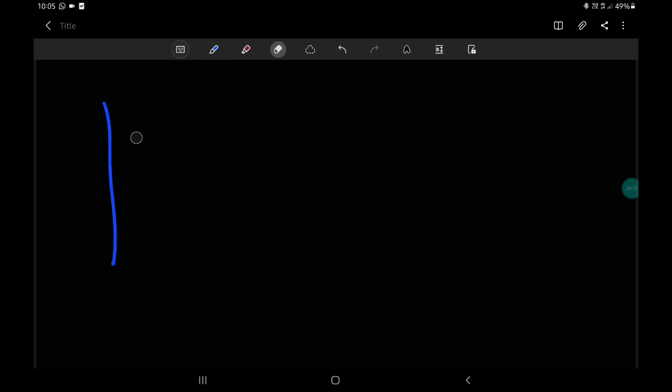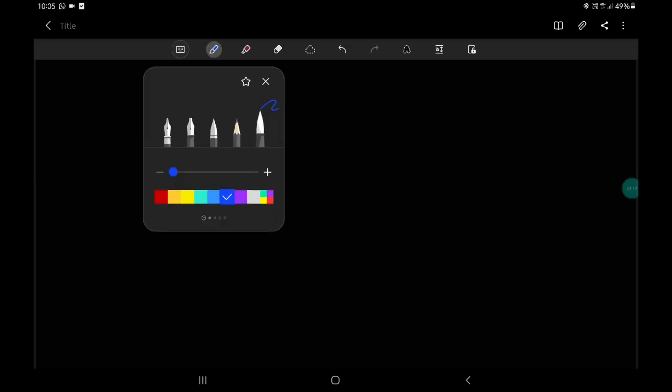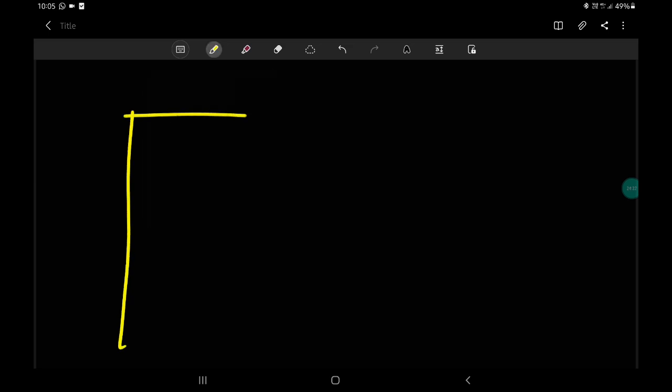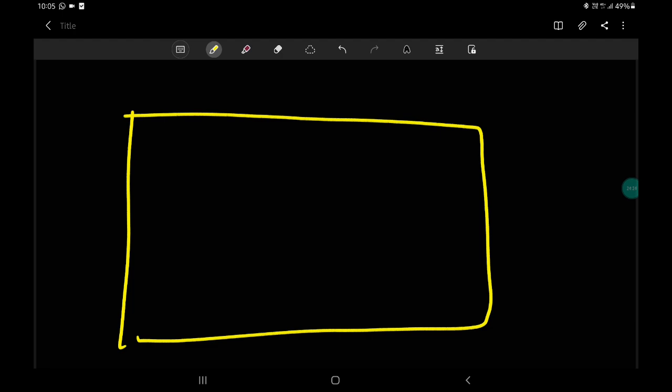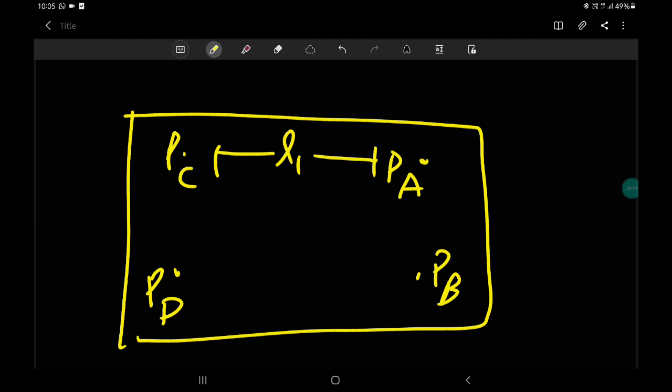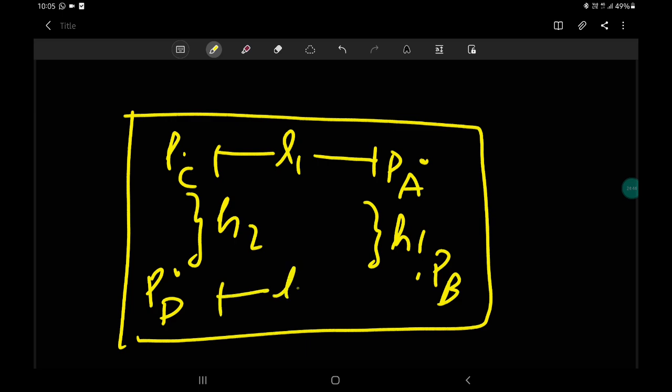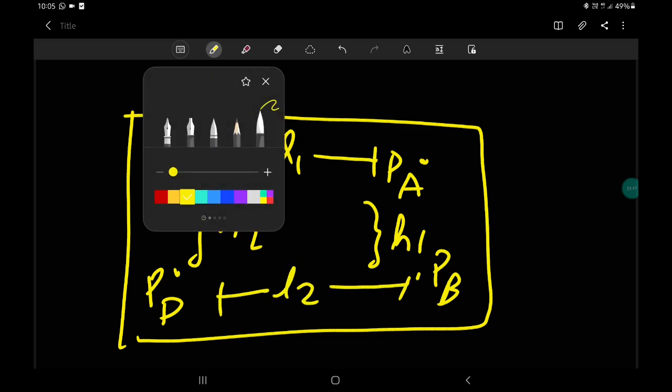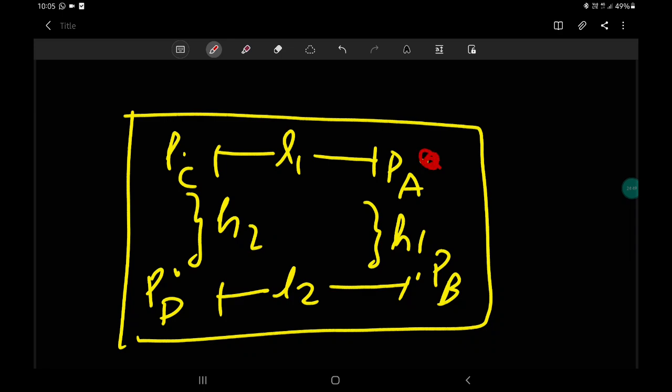Suppose now one question I am giving, and with this we'll end this class today. So this is your box. This is point PA, this is point PC, this is point PB, and this is point PD. This is a question for you all. The height difference is H2, the height difference is H1, and this difference is L2. I hope the points are very clear. Let me mark the points with some other color: point A, point C, point D, point B.